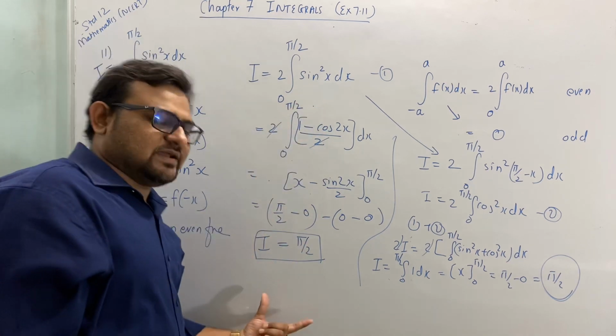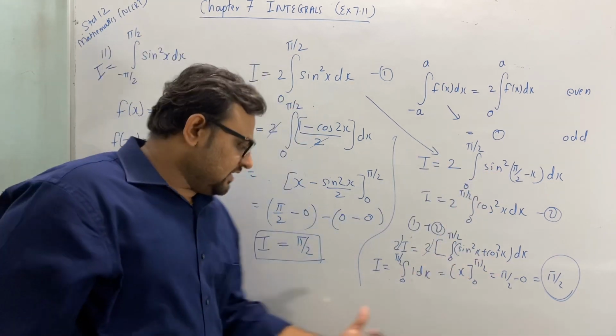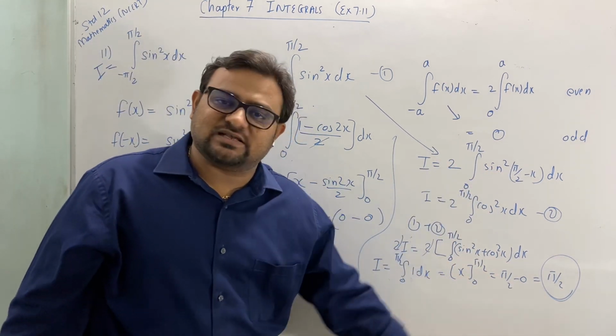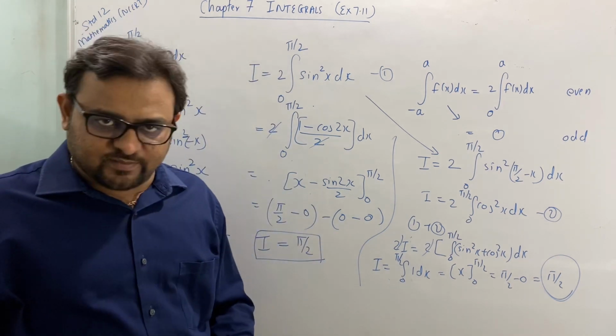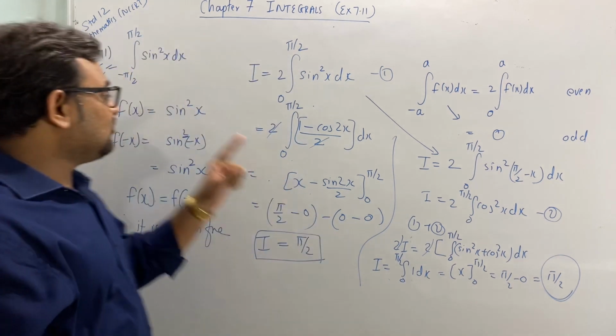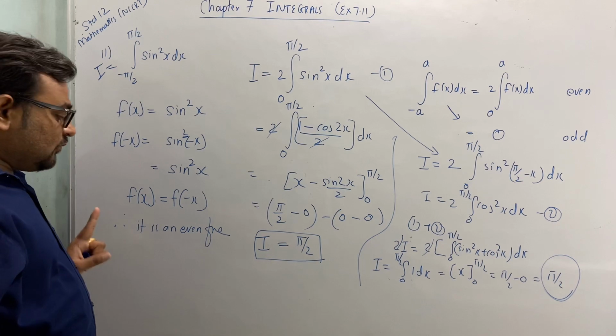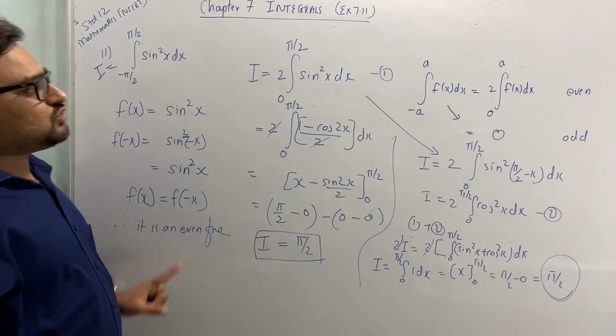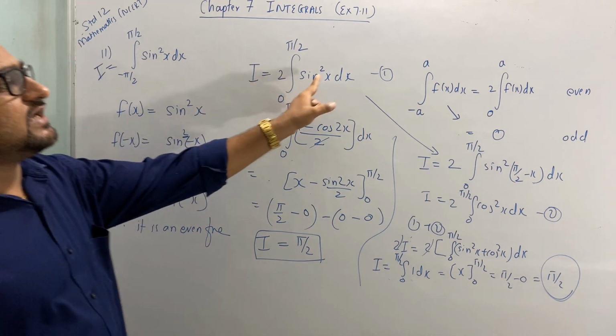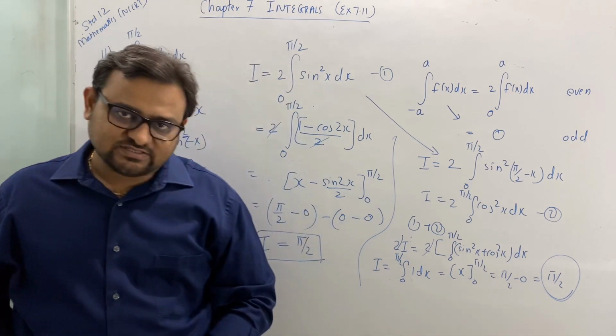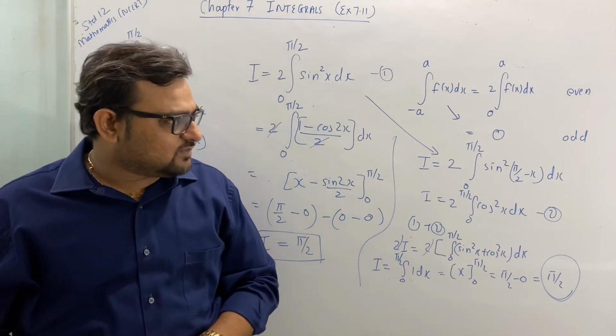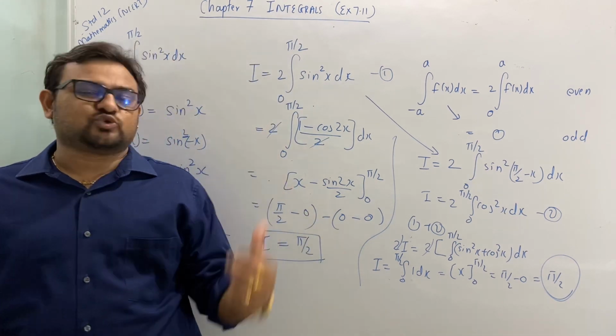Either use this method or this method. In both, you are getting the same answer. You can use any one of the methods, but initially you have to begin with this only. We have proved that it is an even function, so it is 2 times the integral from 0 to pi by 2 of sine square x dx. Okay, so this was question number 11. Just go through this question.